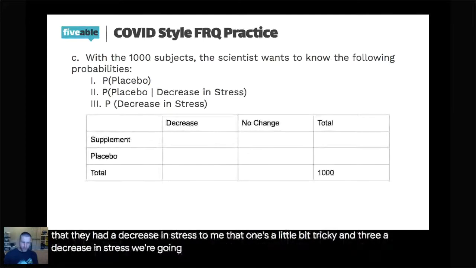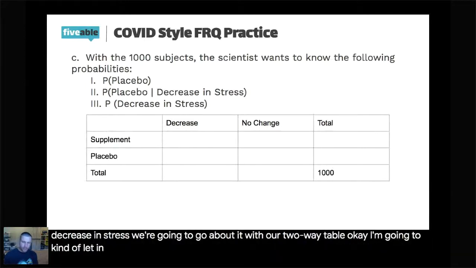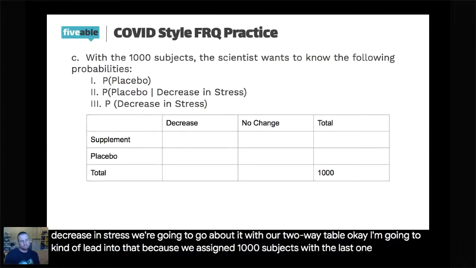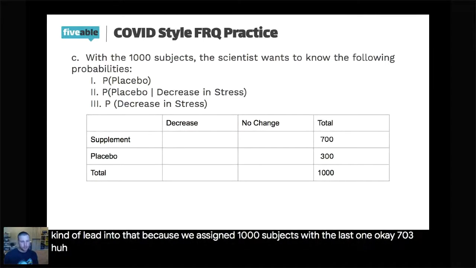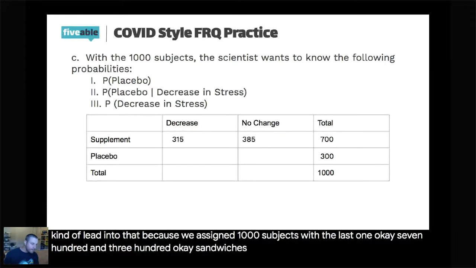We're going to go about it with our two-way table, okay, which I kind of led into because we assigned 1,000 subjects with the last one, okay. 700 and 300, okay. The percentages were, I need to go back.